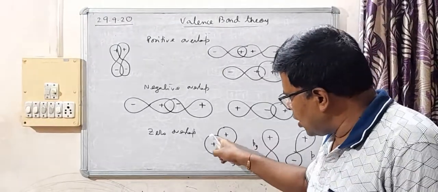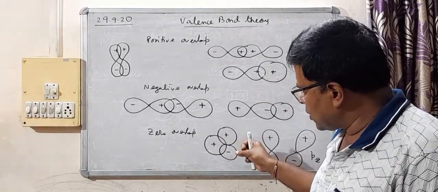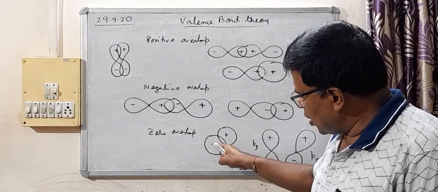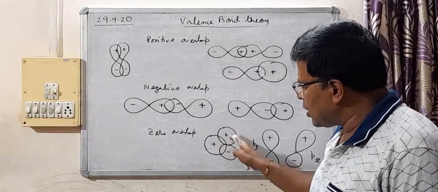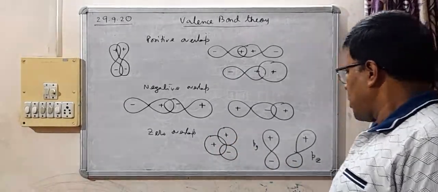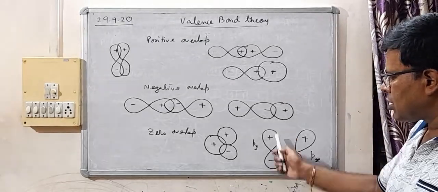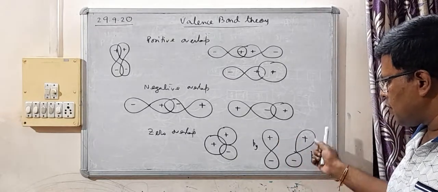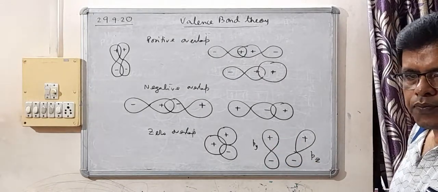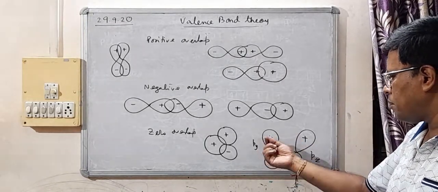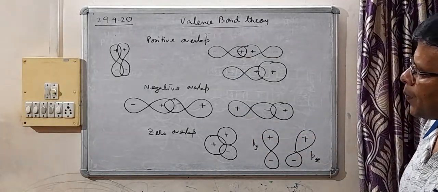Here you see an s orbital is overlapping, say, with px in this fashion. So this part is positive overlap. This part is negative overlap. So ultimately, it will be zero overlap. And it is also a case of zero overlap because this is py, this is pz, and py cannot overlap with pz because they are in different directions. So this case of py with pz is also a case of zero overlap.